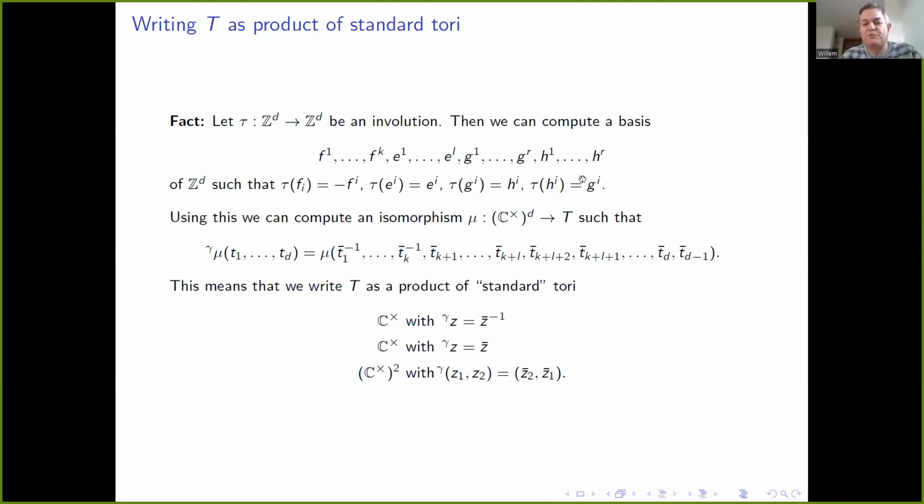Okay, so this corresponds to writing T as a product of standard tori. And there are three types of them. One is just C cross, where the conjugation is z goes to z bar to the -1. The other one is C cross with normal conjugation. And the last one is C cross squared with conjugation interchanging the two elements and putting a bar over them. And the point is that computing the H1 of each of these standard tori is very easy. And since our torus is now a product of the standard tori, it's very easy for that as well.